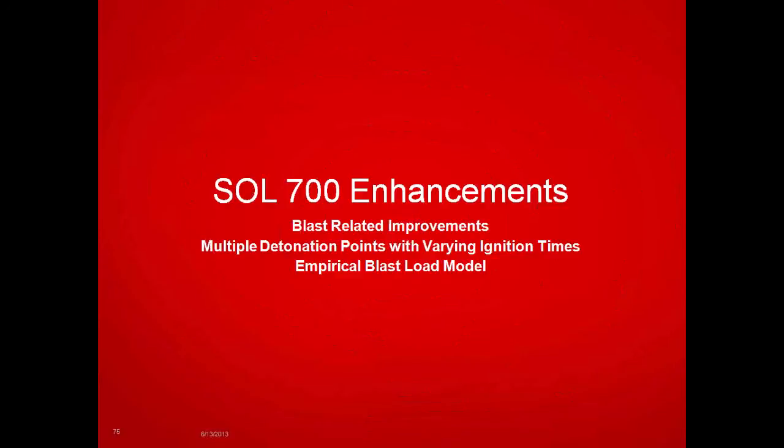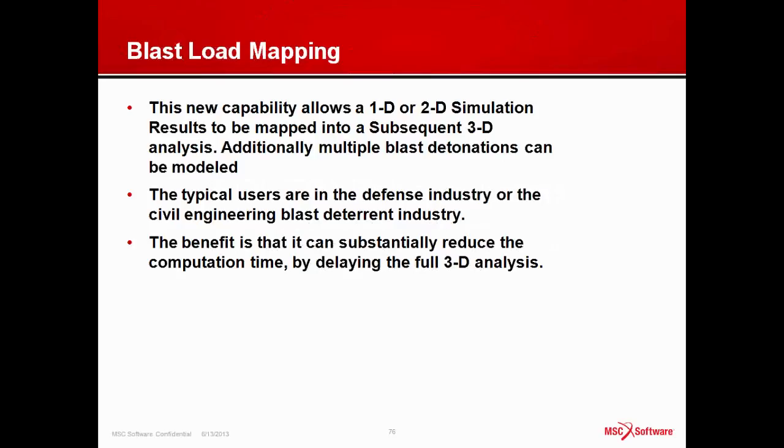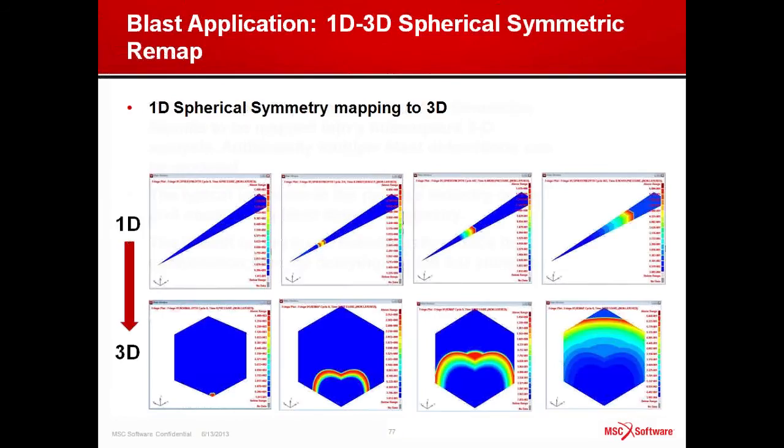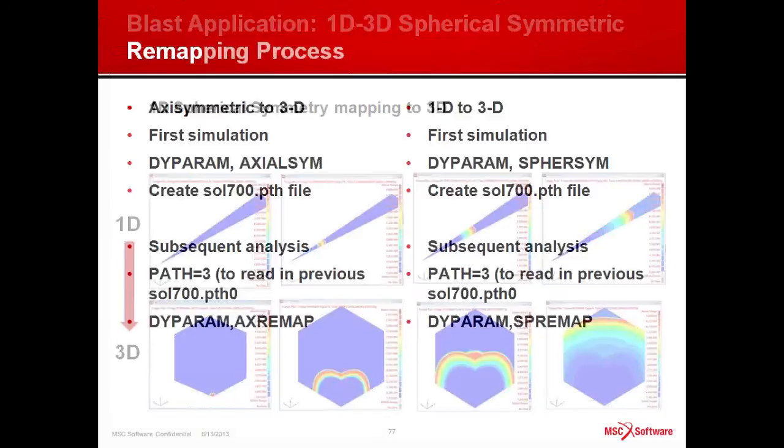Other enhancements for SOL 700, we have a new capability for mapping the data from a 1D analysis or an axisymmetric analysis into a 3D analysis, typically used in blast loading, where initially your blast increases in a spherical manner, but it's not too exciting until you hit a structure. So you could do a one-dimensional analysis to begin with, and then stop your analysis, restart it, and basically say, okay, utilize the previous information and this option to map the data. So here's an example of mapping what I call a spherically symmetric 1D type of analysis into a 3D analysis.